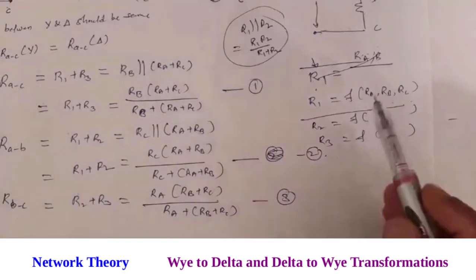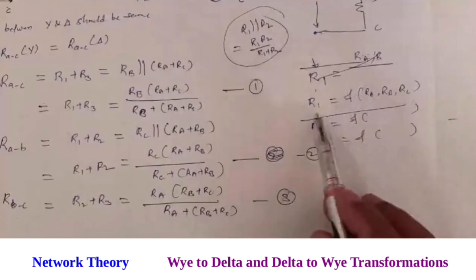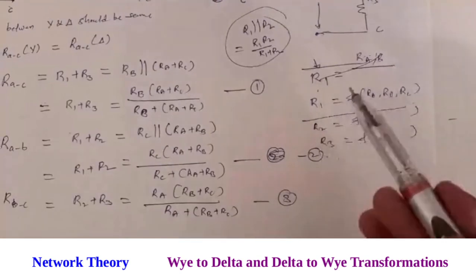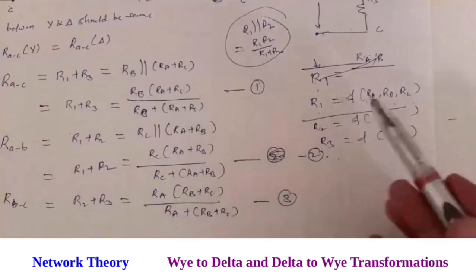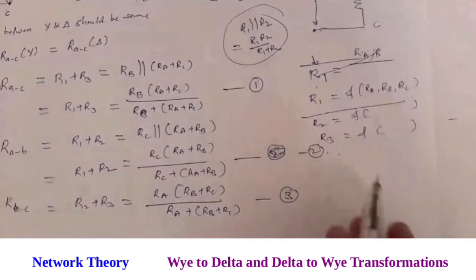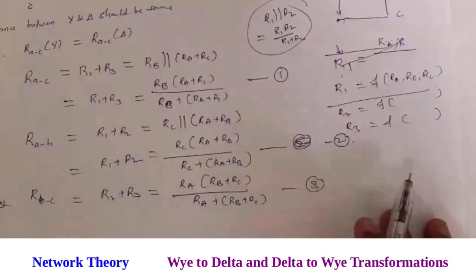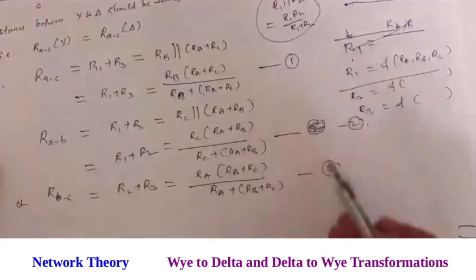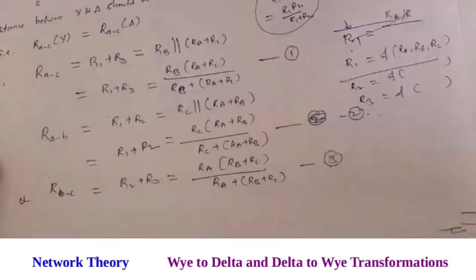So for finding R1, the resistance of the Y network in terms of the delta network, what do we do? We are going to use these three equations to reduce.